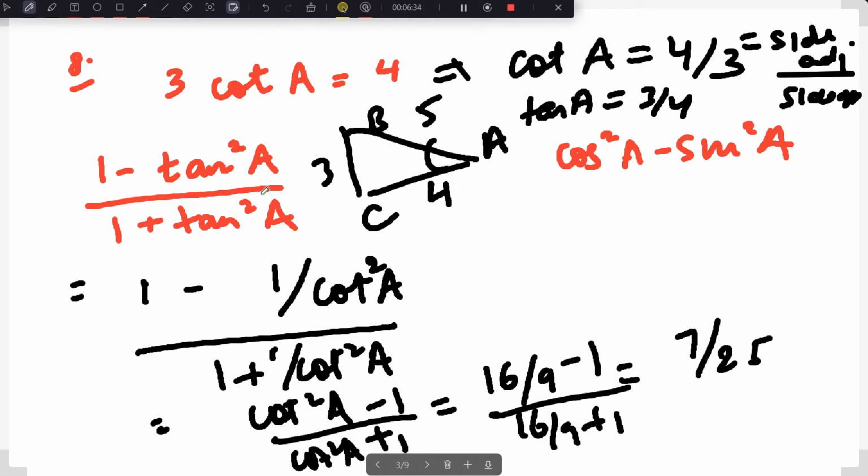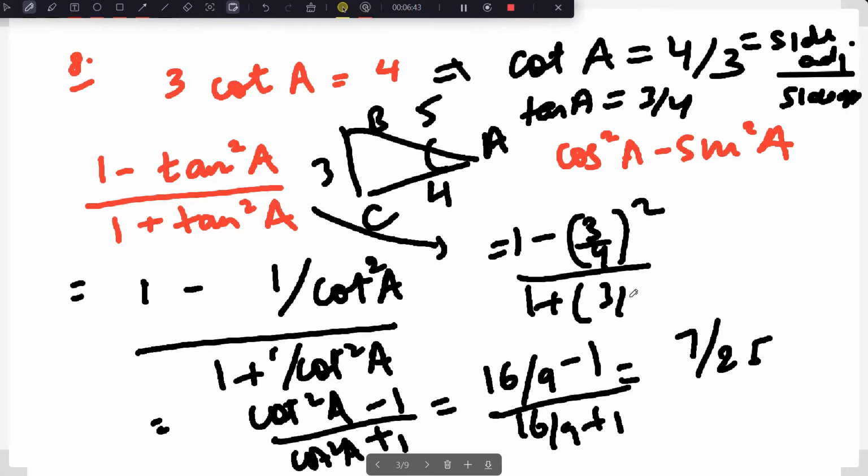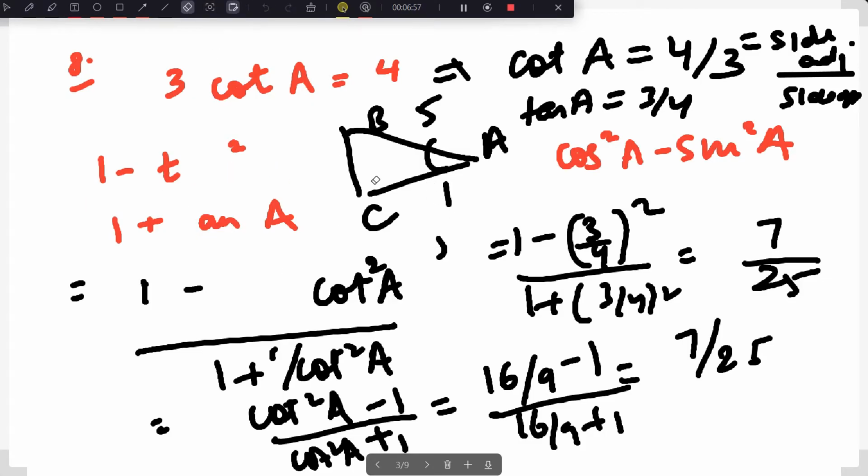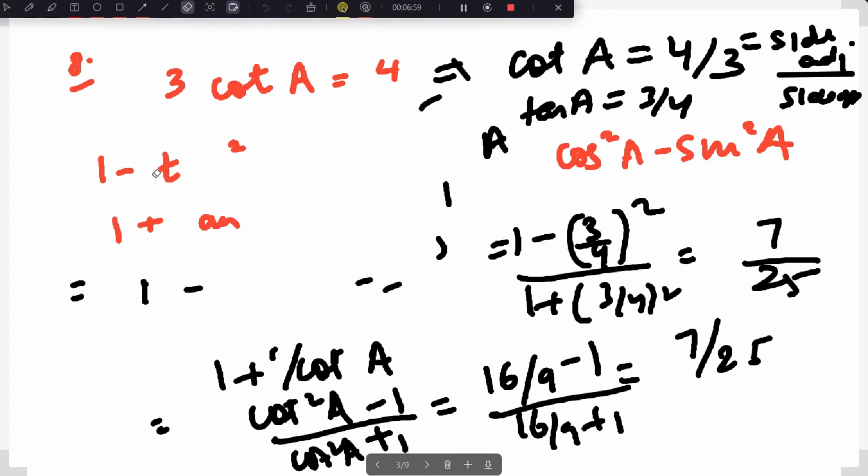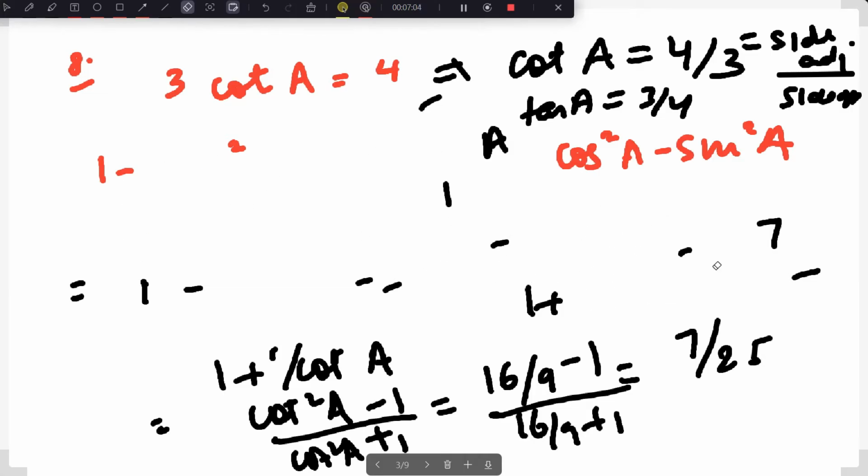So we can do it like this also. 1 minus 3 by 4 whole square, 1 plus 3 by 4 whole square. Which is the same. 16 minus 9, which is 7. 16 plus 9 is 25. So that's the same thing. Right? So hopefully you guys got this, what I've been teaching for this question. I'm just making a little bit of space for the second part of the same question.